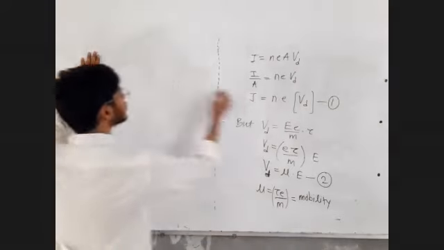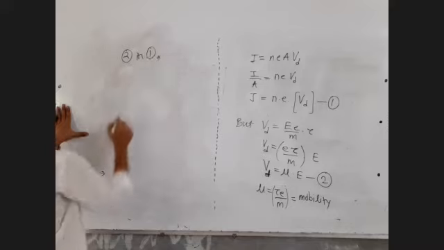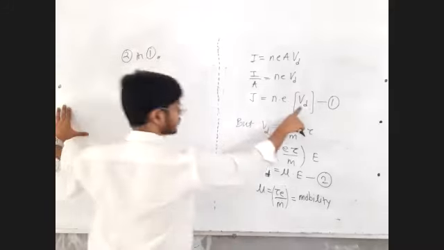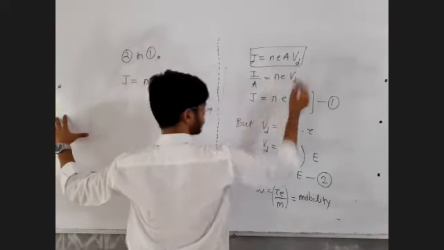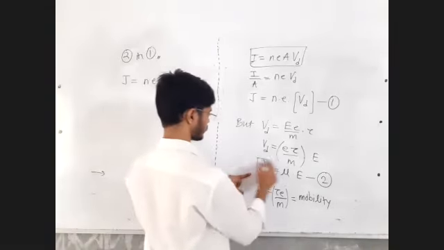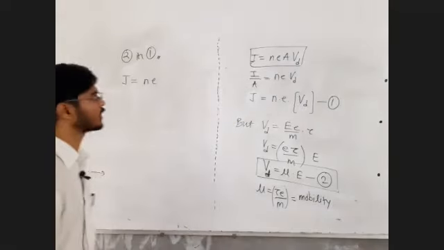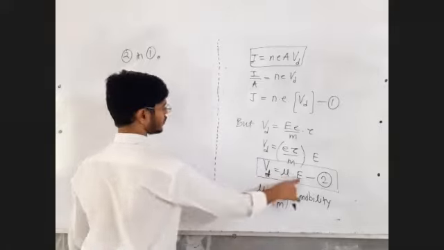Equation 2 in equation 1. That will give me current density is equal to n e into v_d. What I remember is only this. I will tell you how to remember all these things also, but later. n e into v_d. What is v_d now?